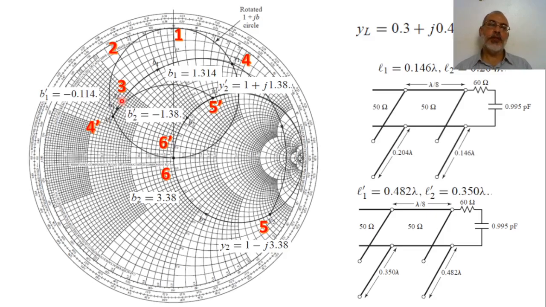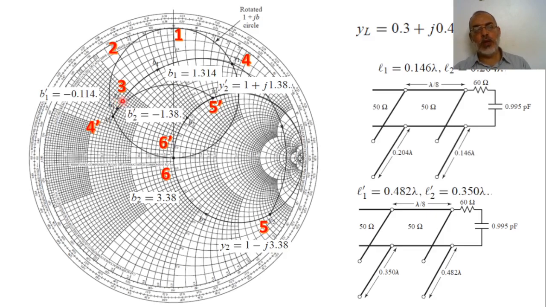As we said in the previous video, if this is the rotated 1 plus jB circle, then the tangent circle here, which is the circle of real part equal to here, would correspond to the forbidden region. In our case, Y load is located outside the forbidden region, so this Y load can be matched by using this double stub tuning cell.